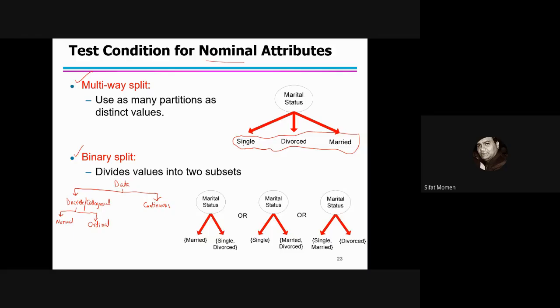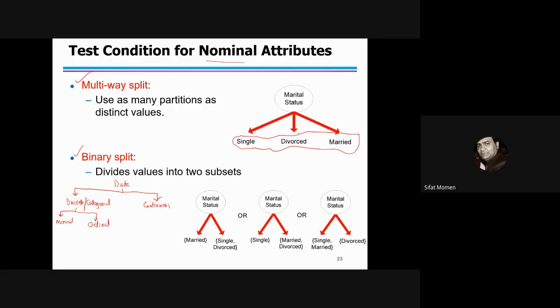They don't have anything larger than the other. What does having an order mean? Having an order means there is a greater than or equal to or smaller than or equal to relationship among them, right? Do they have any such relationship? They don't. Clear, Nakina? Is single smaller than divorced, which is smaller than married, or greater than or equal to divorced, greater than or equal to married? No such relationship exists. So that's why this is a nominal attribute.